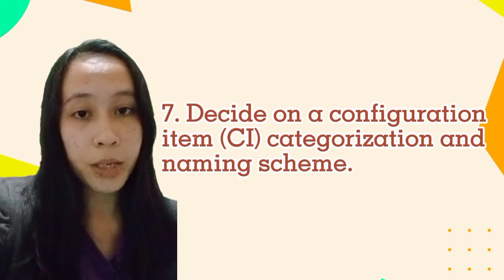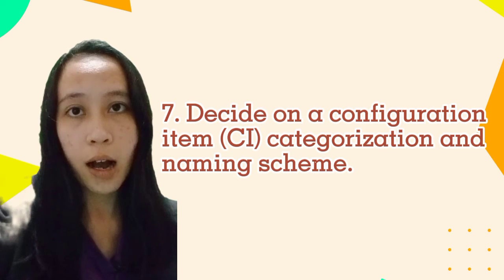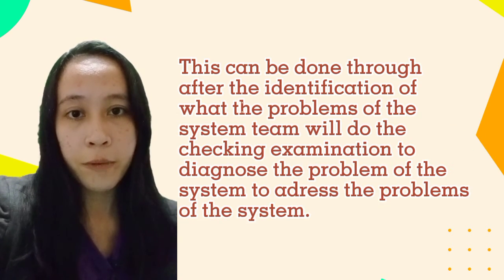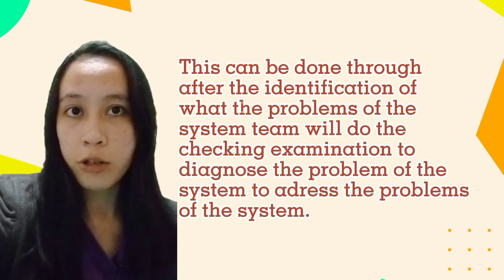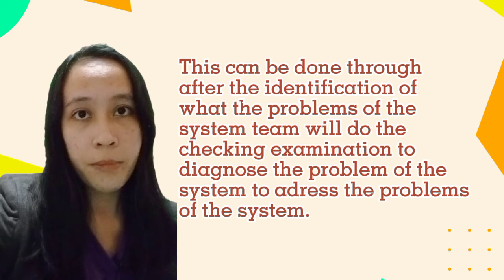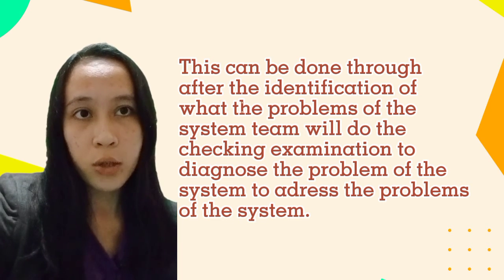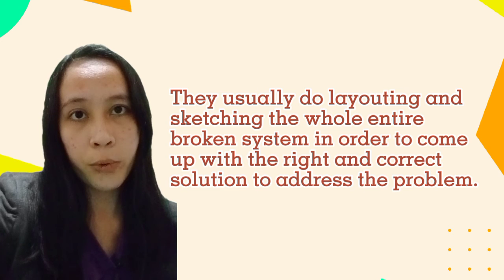And the seventh step in implementing configuration management is to decide on a configuration item or CI, categorization and naming scheme. This can be done after identification of what the problems of the system are. This is where the configuration management system team will do the checking and examination to diagnose the problem of the system, and by that address or resolve the problems of the system. They usually do layouting and sketching of the whole broken system in order to come up with the right and correct solution to address the problem.